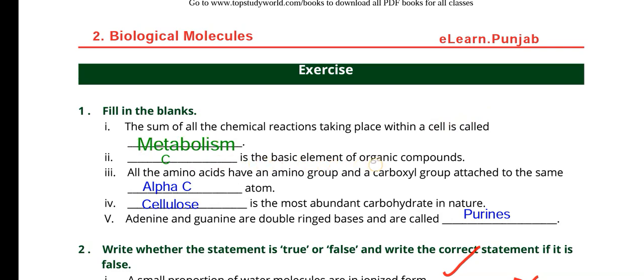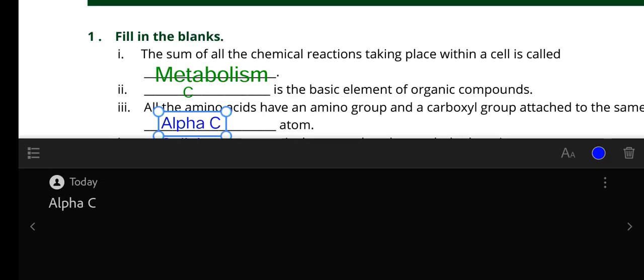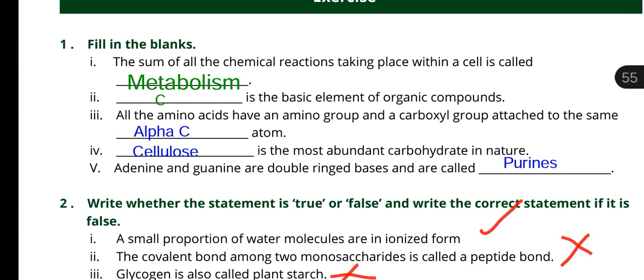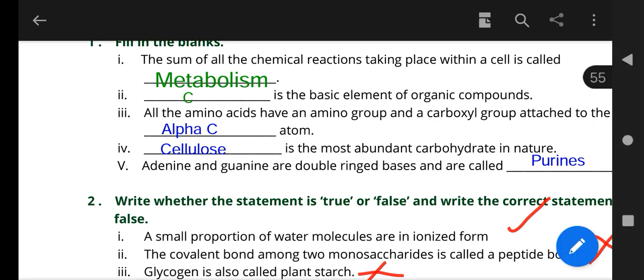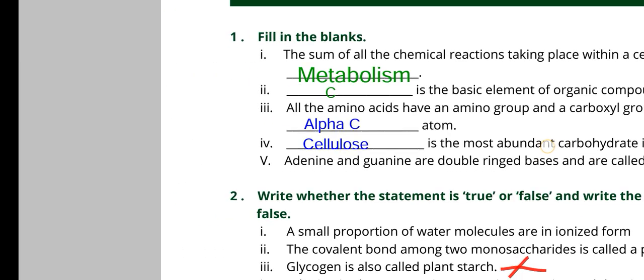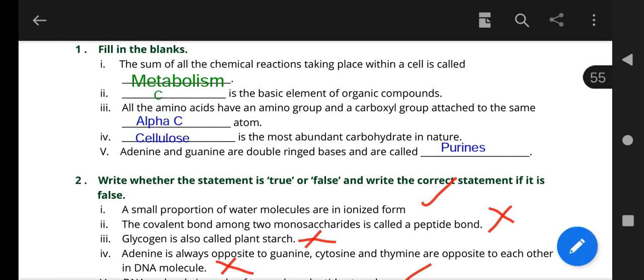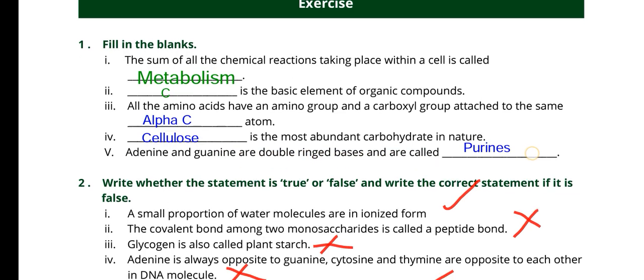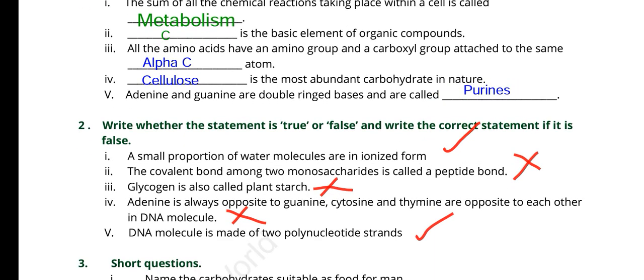What is the basic element of organic compounds? That is carbon. All amino acids have an amino group and a carboxylic group attached to the same atom, that is the alpha carbon, as we discussed. What is the most abundant carbohydrate in nature? That is cellulose. Cellulose is the most abundant carbohydrate in nature and is present in the cell wall of plant cells. Adenine and guanine are the double ring bases and are called purines. The single ringed ones are the pyrimidines, and they are thymine, uracil and cytosine. Thymine is present in DNA and uracil is present in RNA.